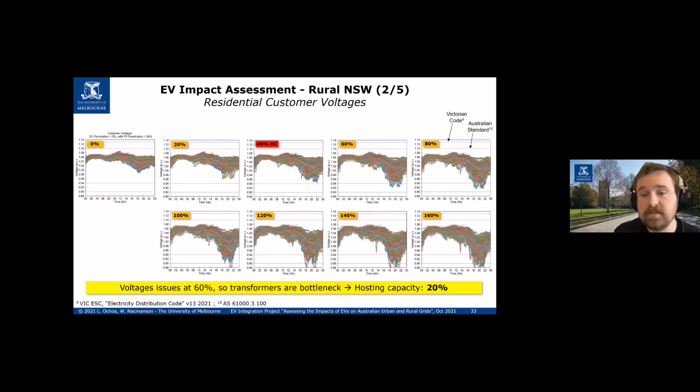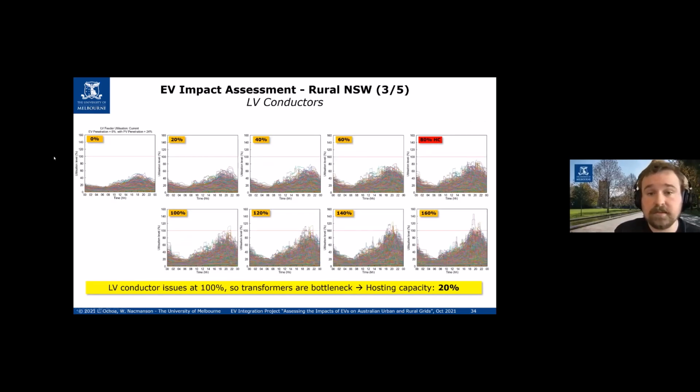From 60%, we start having customers exceeding that, and the severity and frequency of these problems really starts to increase. However, when we talk about hosting capacity, you're really talking about what's the bottleneck, what is limiting you from hosting more EVs. So yes, here we could host maybe 60% of EVs based on voltage, but we're still limited by that LV distribution transformer. So our hosting capacity is still 20% for this feeder. If we move on to the next slide, please.